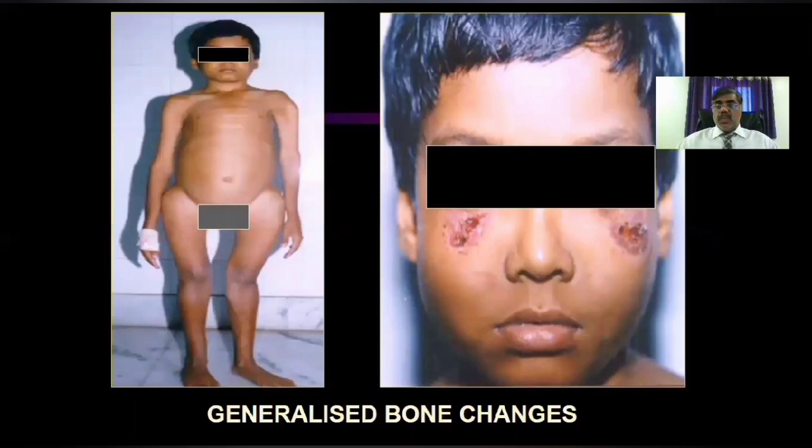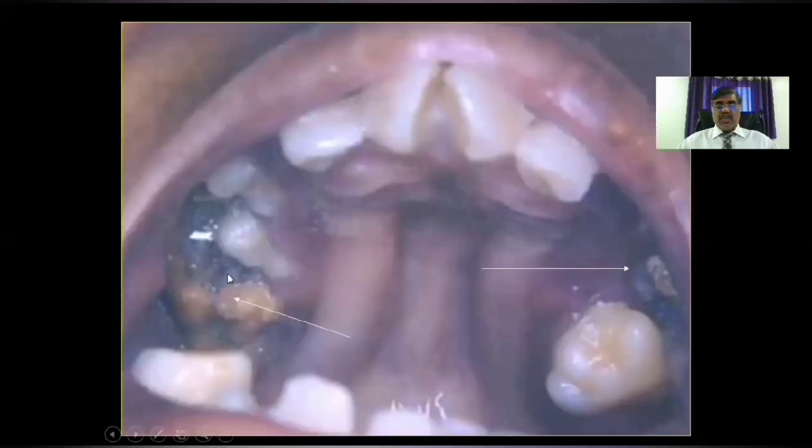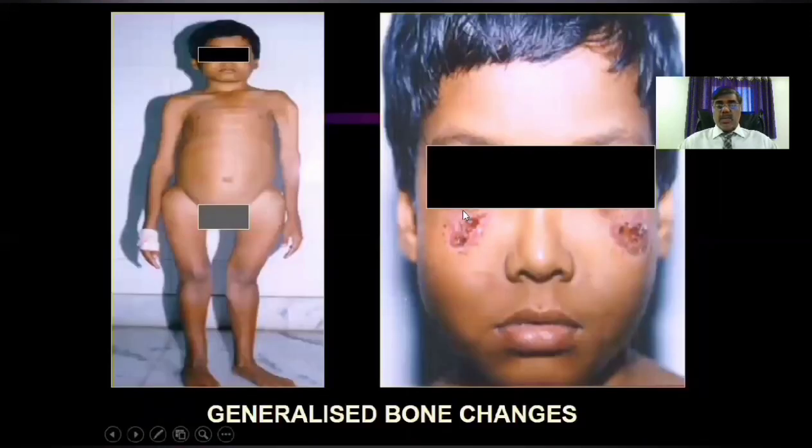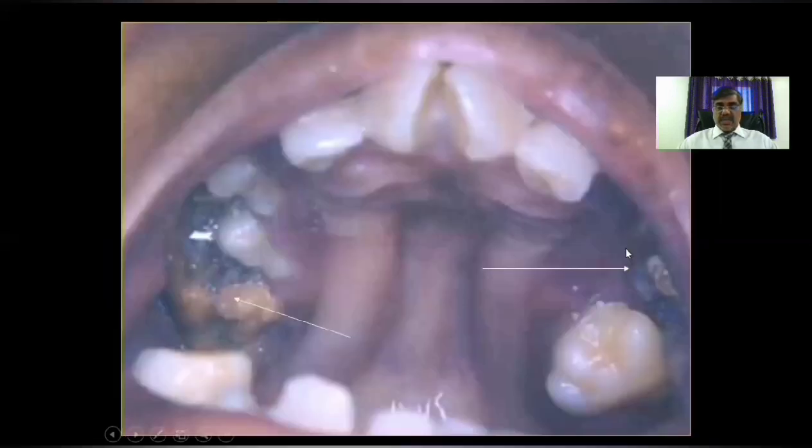Now let me show you, when there is a generalized change in the architecture of the bone, we are dealing with a more systemic disease. This patient has a history of multiple fractures of the long bones, with evidence of fracture of the femur and humerus, and there is a pot belly, and the liver and spleen were enlarged. The patient had undergone extraction of two primary teeth in a private clinic that resulted in osteomyelitis and an extraoral sinus discharging pus.